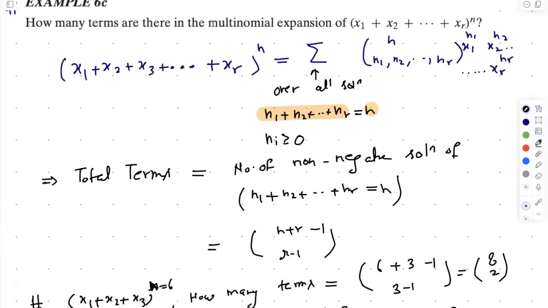Is there any doubt? I hope no issues are there.